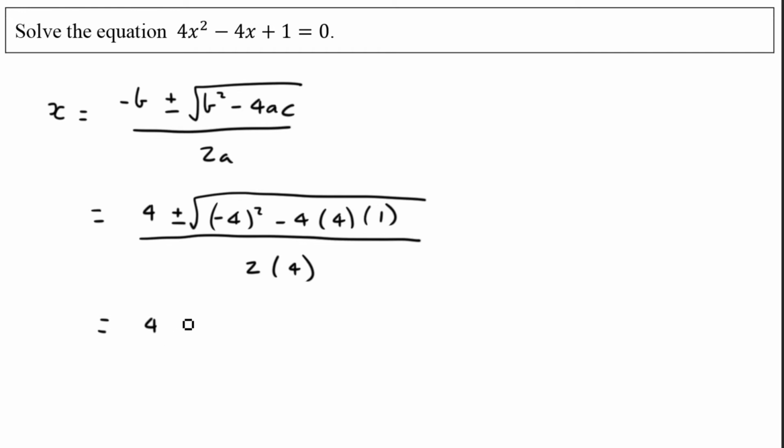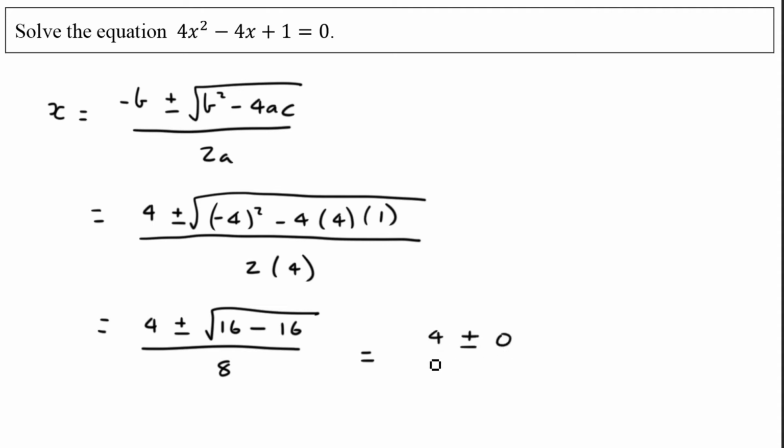So we have 4 plus or minus negative 4 squared is 16, subtract 4 times 1 is 16, square rooted, divided by 2 times 4 is 8. Well, that means we've got 4 plus or minus 0 divided by 8. So whether we add or subtract the 0, we are going to get 4 over 8, we are going to get a half. So we have a quadratic equation which only has one solution.